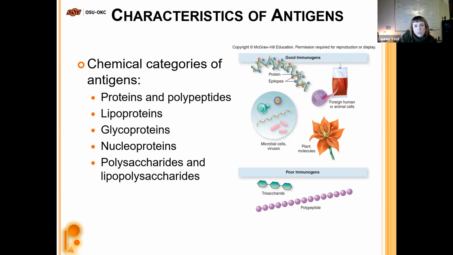So what kind of antigens can we react to? They're not just proteins. Of course, we would think of proteins interacting with other proteins, but they can be polypeptides. That's like parts of proteins, little bits interacting with one another, not making full proteins though. Lipoproteins, fat with protein, glycoprotein, sugar with protein, nucleoprotein, nucleic acids and bases interacting with proteins, polysaccharides, that's sugar chains, and then lipopolysaccharides, fats and sugars linked together.